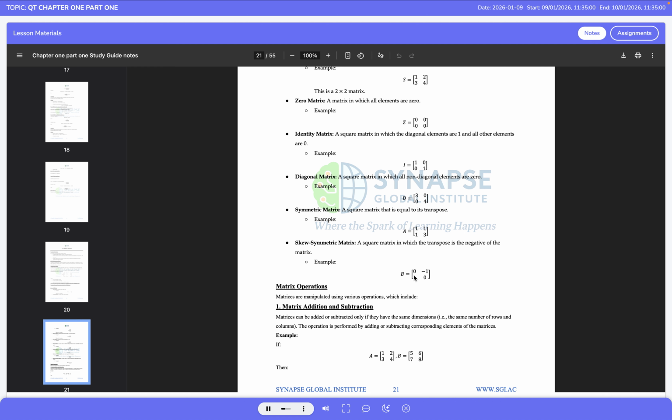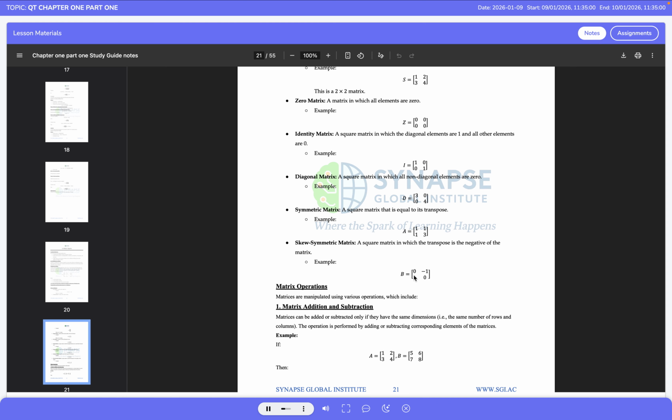A symmetric matrix is a square matrix that is equal to its transpose, meaning it looks the same when rows and columns are interchanged. A skew-symmetric matrix is also square, but in this case the transpose of the matrix is the negative of the original matrix.